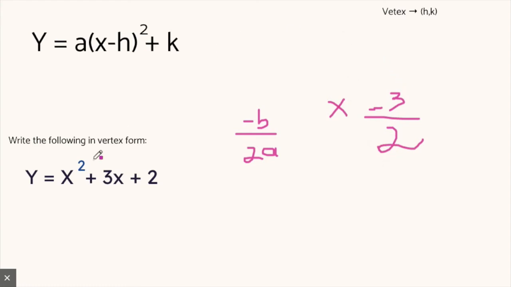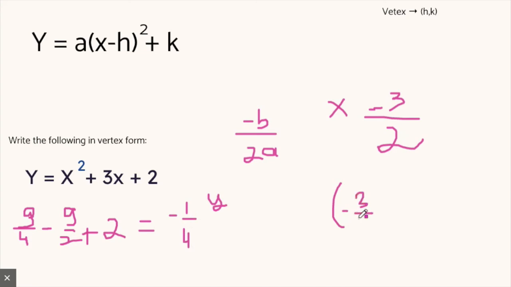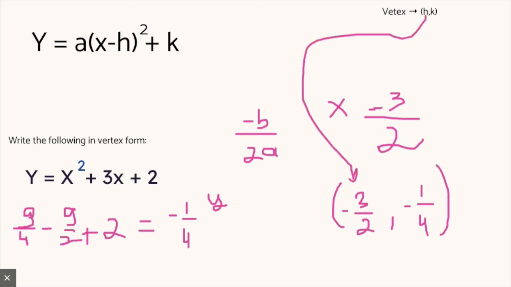And then we can plug that back into the equation to find our y. That's going to be 9 over 4, as we did in the previous question, minus 9 over 2 plus 2. And in the previous question, we solved that to be negative 1 over 4, and that's our y value. So our vertex is at negative 3 over 2, which is the x, and negative 1 over 4, the y. That means our h is negative 3 over 2, and our k is negative 1 over 4.